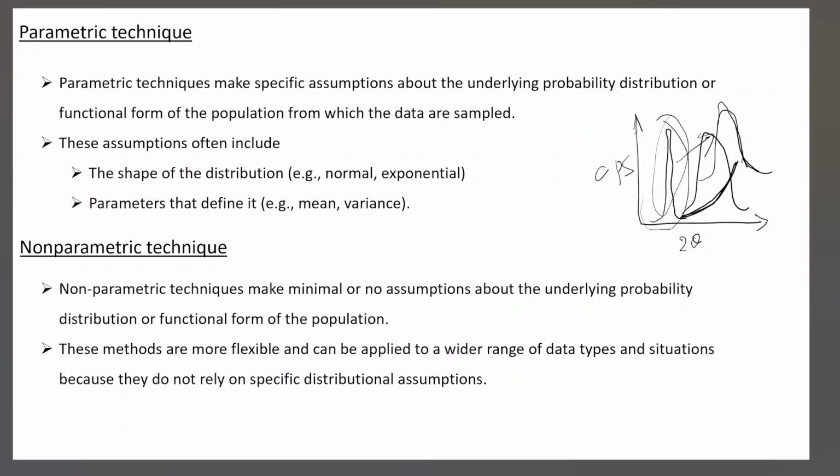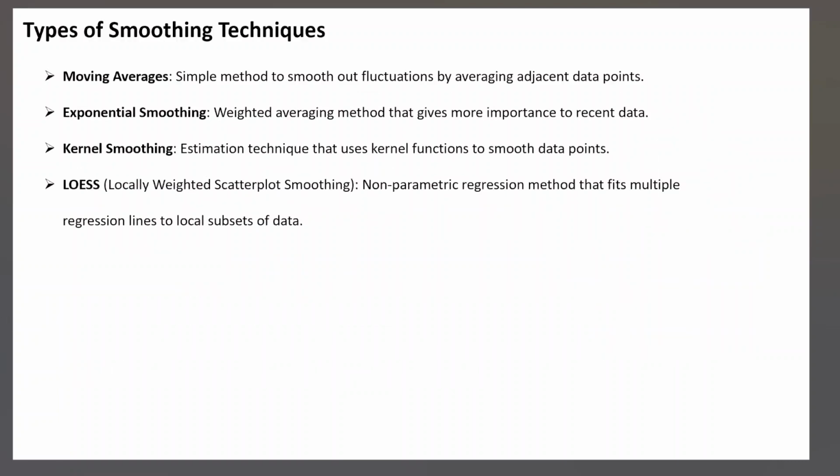In that case, it will decide on its own. It will define and modify the function of our model. So that is a very useful technique. So what are the several non-parametric techniques available?